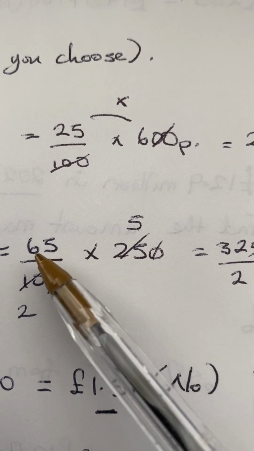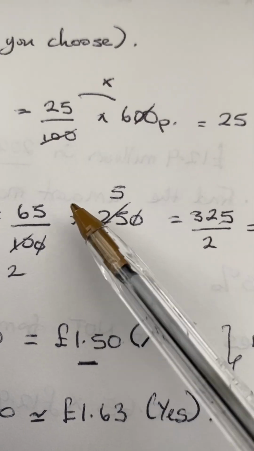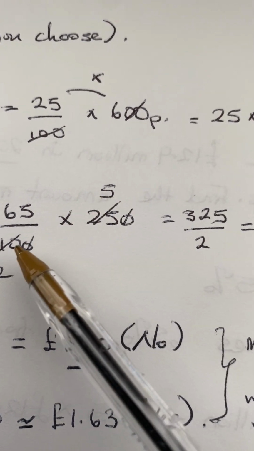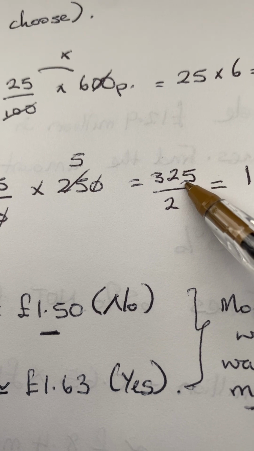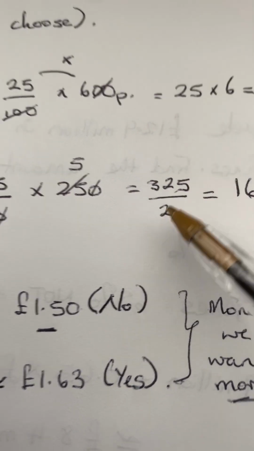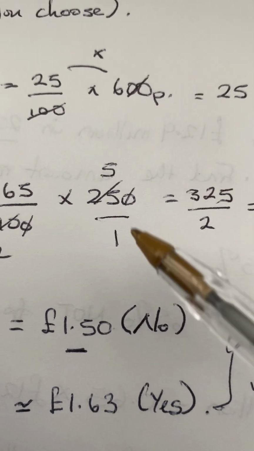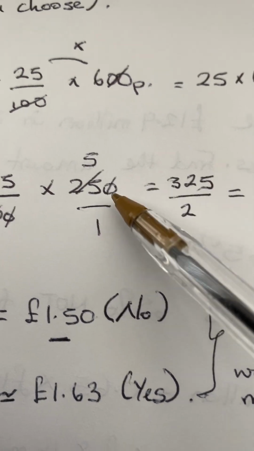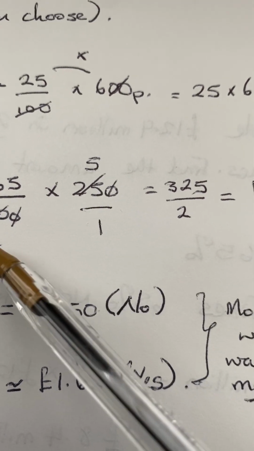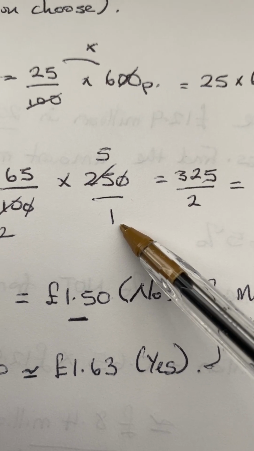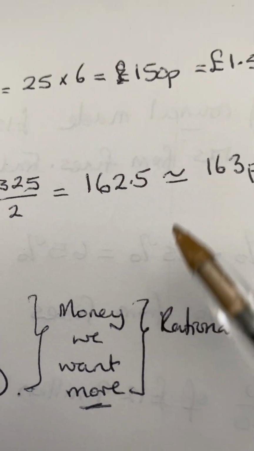So now I have 65 times 5 divided by 2. So in the calculator, I can do 65 times 5, all divided by 2. 65 times 5 is 325, divided by 2. This 250, we can write it divided by 1, because any number divided by 1 is still the same number. So that we don't get confused, we put both in fraction form. So we multiply the numerators and multiply the denominators. So now we have 325 divided by 2.